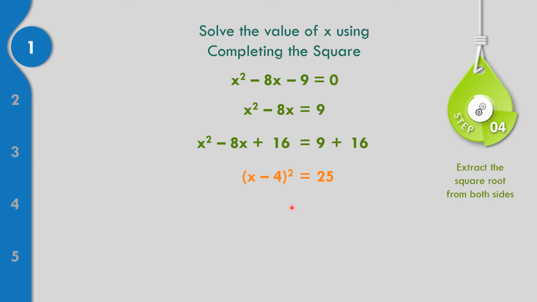How about step 4? Step 4, extract the square root from both sides. So it means the square root of (x minus 4) squared is equal to positive negative the square root of 25. So let us solve. Cancel the 2 and the radical sign, that is x minus 4. It is equal to positive negative the square root of 25, that is equal to 5. So x is equal to positive negative 5, and negative 4 going to the right side becomes positive 4.